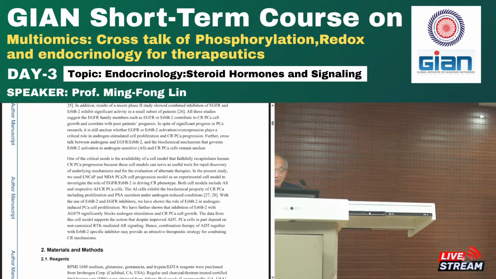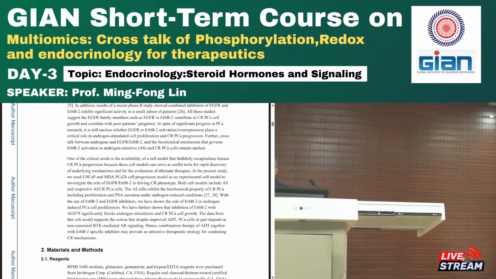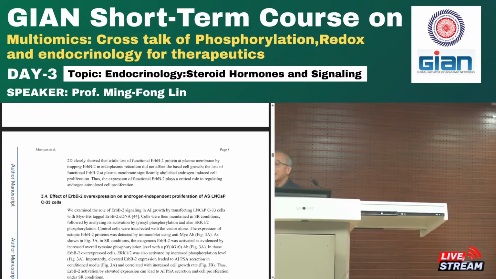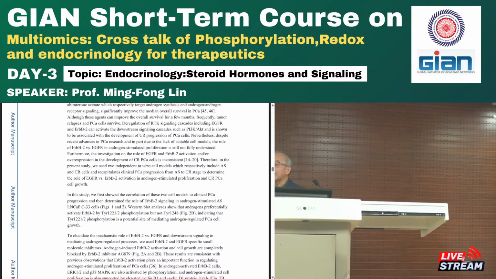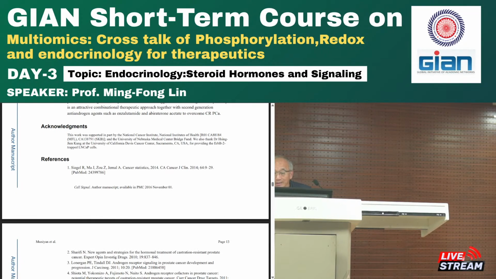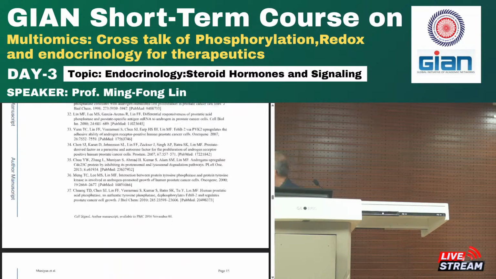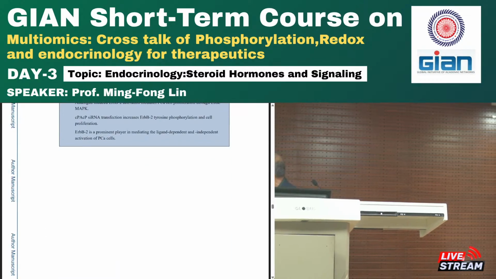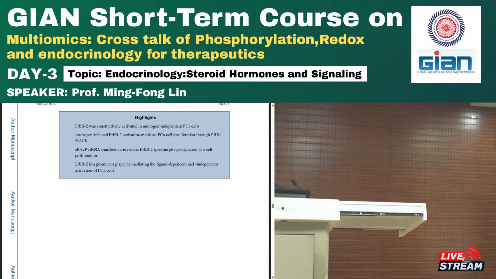Okay, so how we determine ERB2 is involved in androgen stimulation in the castration resistant prostate cancer cell. So again, we have two different prostate cancer cells. LNCaP, as I mentioned earlier, is androgen sensitive. And we now have another cell called MDA-PCa-2b cell. It also expresses androgen receptor, you can see here, and they are also androgen responsive.